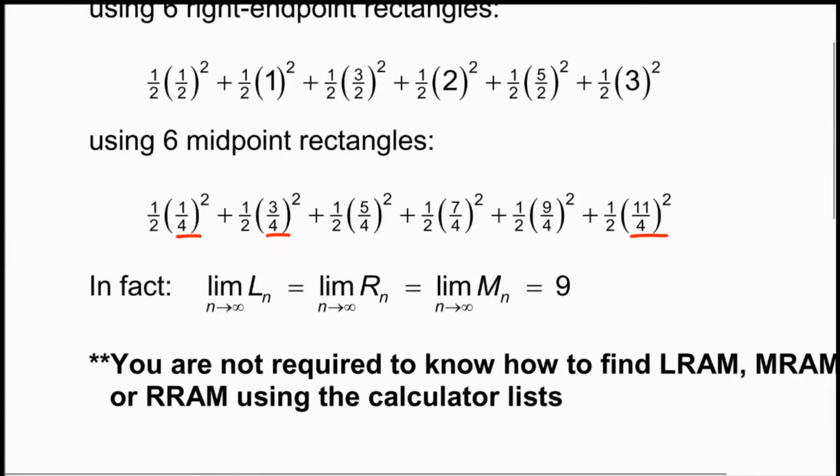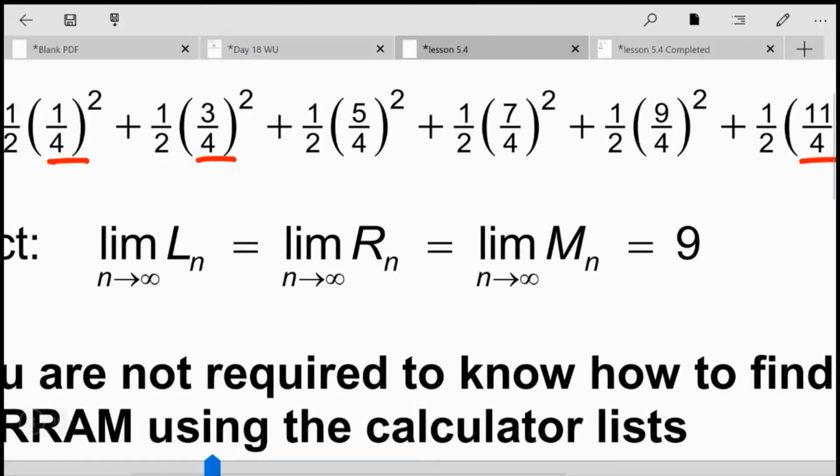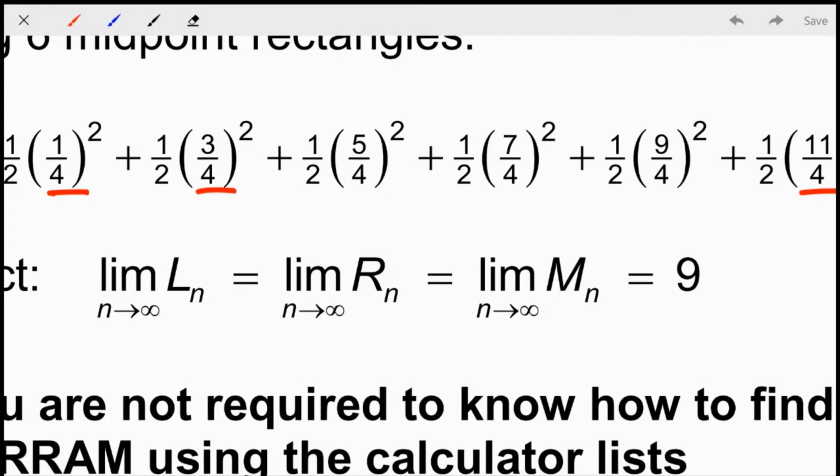But the reality is, as I increase the number of subintervals, and this is some different notation that we can use here, see how this says L sub n? That's saying we're using a left-hand approximation with n subintervals, or a right-hand approximation with n subintervals, or a midpoint approximation with n subintervals. As that number of subintervals gets higher and higher and gets infinitely large, all 3 of these methods are going to converge to the same value. So eventually, they're all going to give me the exact area underneath that curve, which is exactly equal to 9.